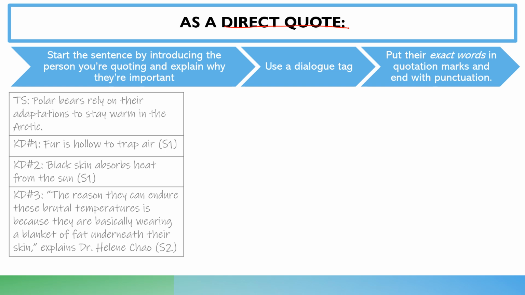All right, so to do direct quote, first you start the sentence by introducing the person you're quoting and explain why they're important.